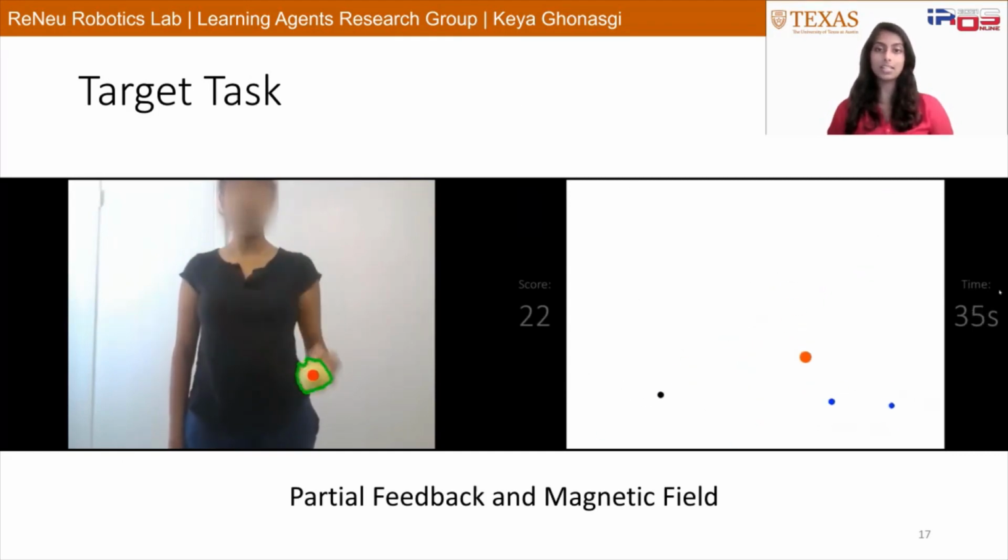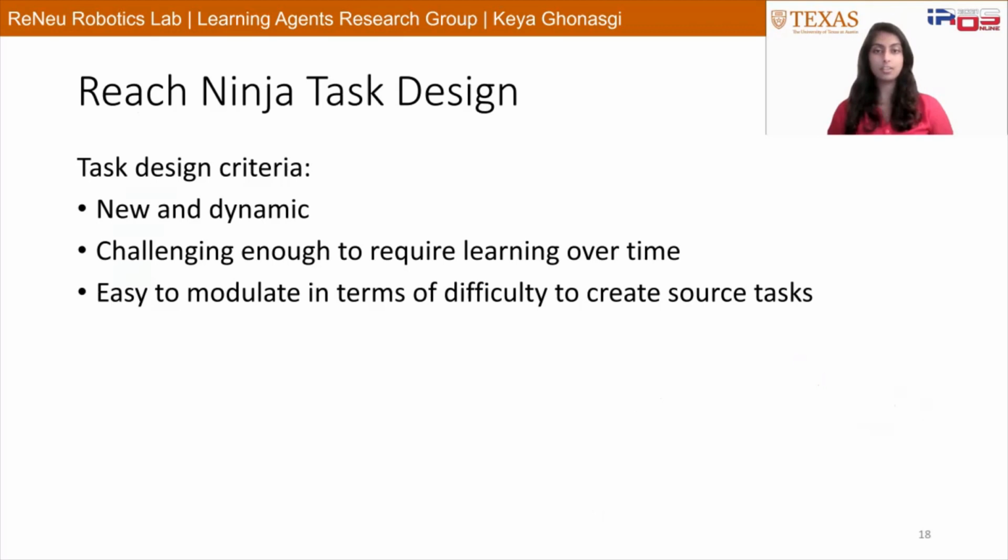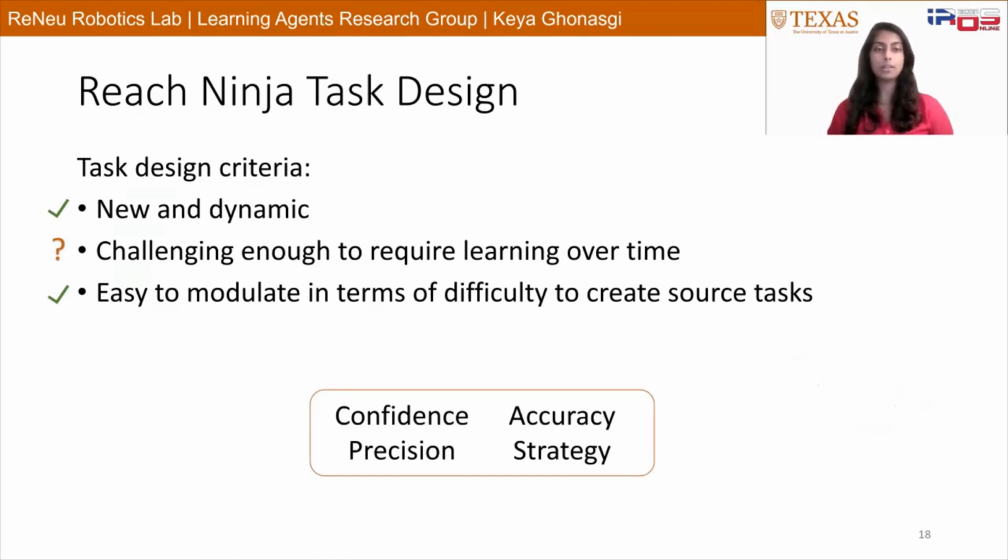Revisiting our task design criteria, we see that the Reach Ninja task domain is by design easy to modulate and can offer a wide range of difficulties. We perform human subject experiments to demonstrate that the task is novel and challenging enough to facilitate the study of learning. Recall the 4 performance features we defined earlier to help characterize the learner's skill state.